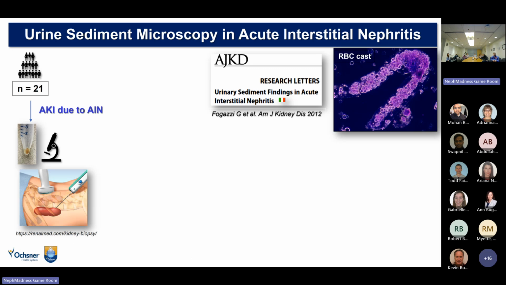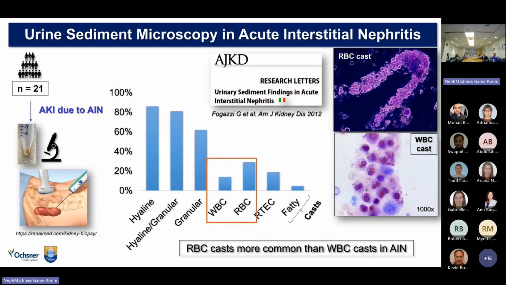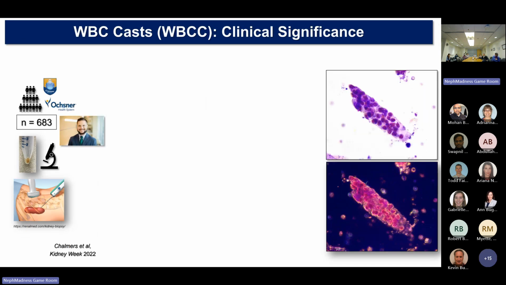And then also Fogazzi in 2012 submitted his research letter to the editor where he took 21 patients who had biopsy-proven interstitial nephritis and had performed microscopy prior to the biopsy. And you can see here the type of casts that they found, hyaline, granular, etc. But look at the center here, WBC casts and RBC casts. RBC casts were more common in his study than WBC casts, even though these patients had acute interstitial nephritis. So you already have, as you can see, some evidence that this may not be the best AIN marker.